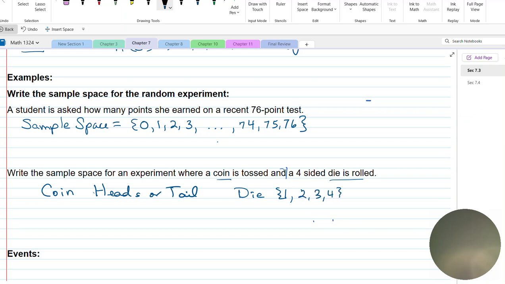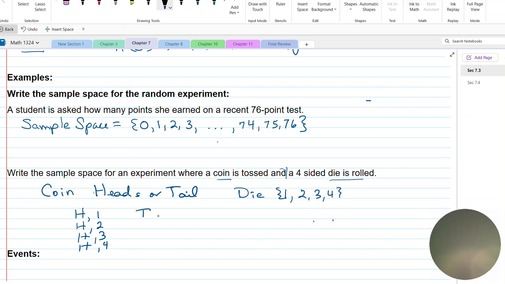It has 4 sides. I don't know how you get that, but that's what they wrote. All right, so now we're going to do the sample space. Our first flipping of the coin could be a head, and then we could do a 1. Then I could have a head, and I could do a 2. I do a head, and I could get the 3. I get the head, and I could do a 4.